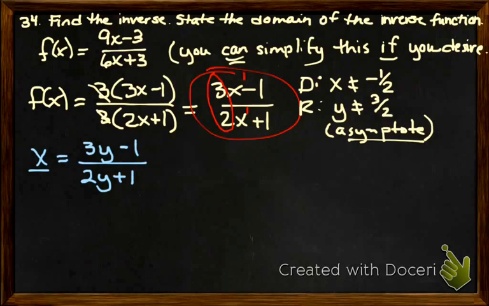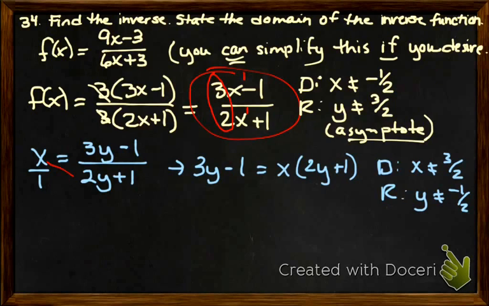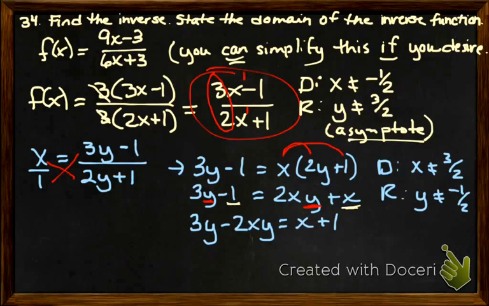Now is the time to start switching out those variables and switching out your domain and range. Cross multiply. Do this little cross multiplication and get this equation right here. Then what you're going to have to do is distribute your x. And now you want to take anything with a y in it and put it on one side of the equation, and anything that doesn't have a y in it, and put those two together. So as you can see, that's what I did.